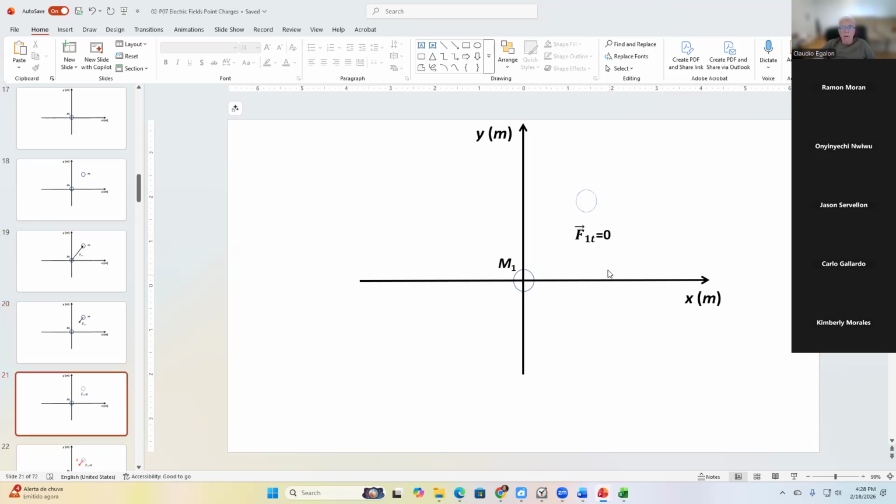Now, if I remove this test mass, just like before, the force is going to be 0. But something else is going to be left behind. And this something else is the acceleration of gravity, or the gravitational field.